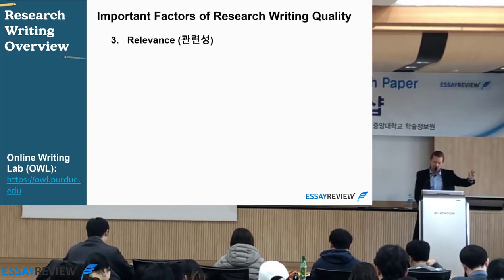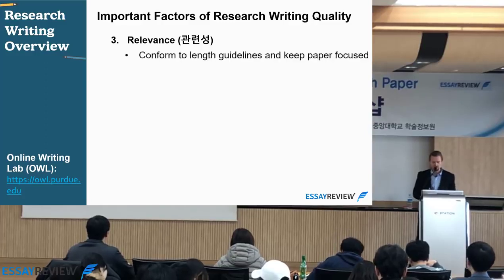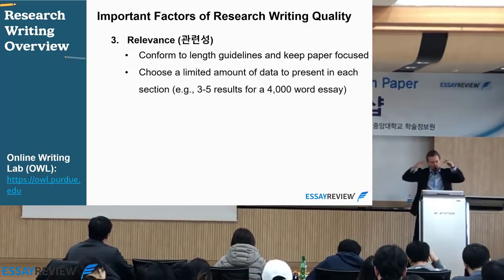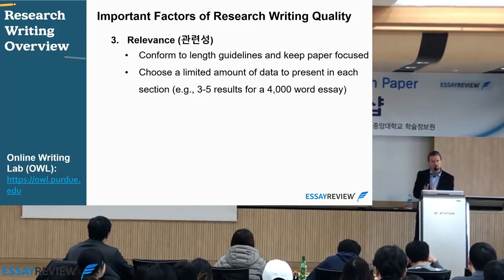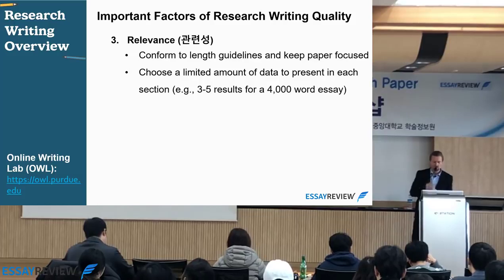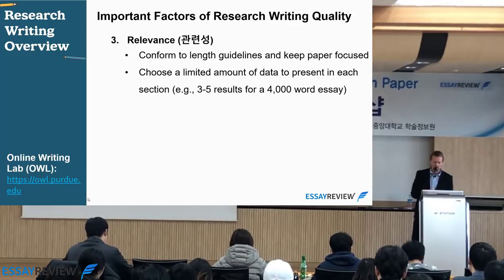The third factor of writing is relevance. Relevance means a lot of things, but it means conforming to the length guidelines. It means choosing the right data. So, for example, if you have a research paper that's 4,000 words, you don't want to write 10 results or 10 methods. Probably you want a smaller amount of methods. So what the exact answer is, it's really up to you, but you want to make sure that the research methods and results you include are relevant and most important, the most important methods, most important results.